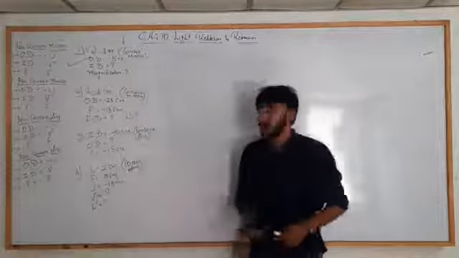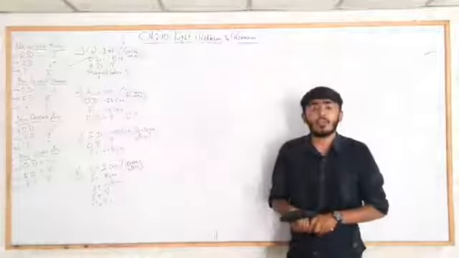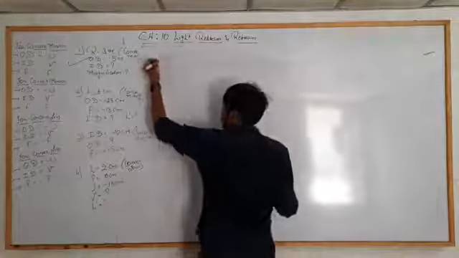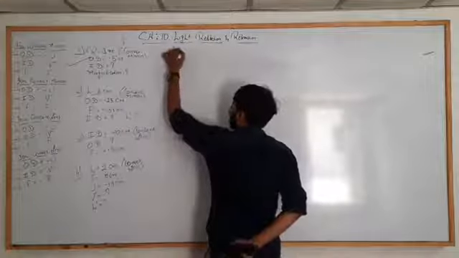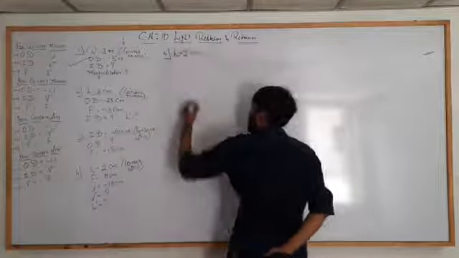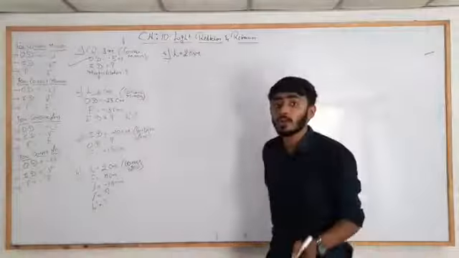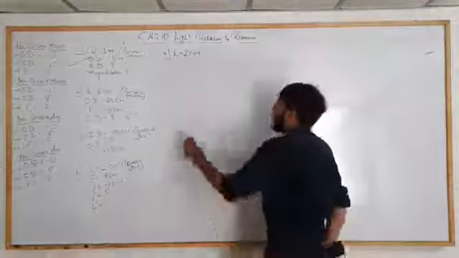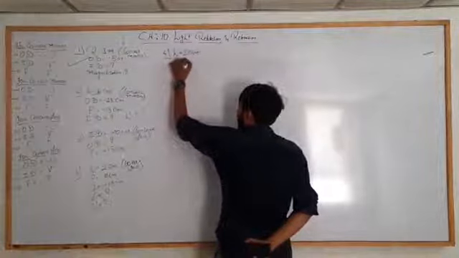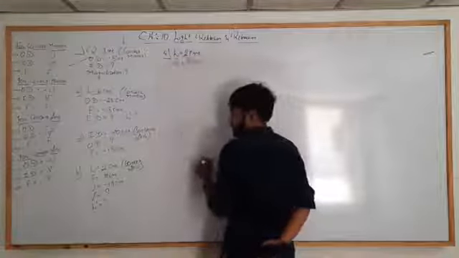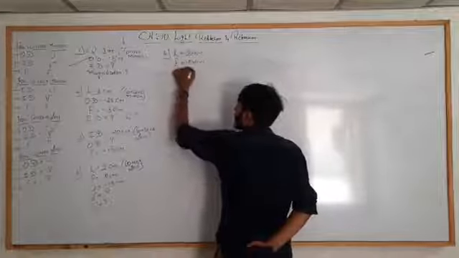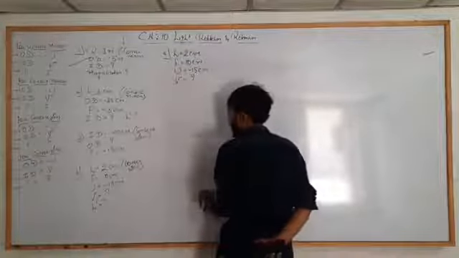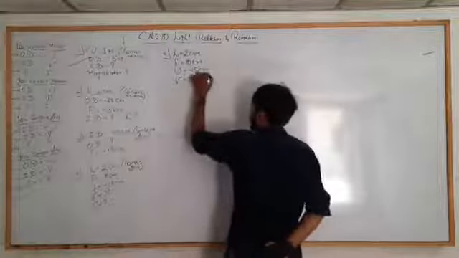So the fourth sum is for the convex lens. And there they have also given us the height. H stands for the height of the object, H prime stands for the height of the image. Focal length is given as 10 centimeter. Object distance is given as minus 15 centimeter. We need to find V, that is the image distance, and H prime also.